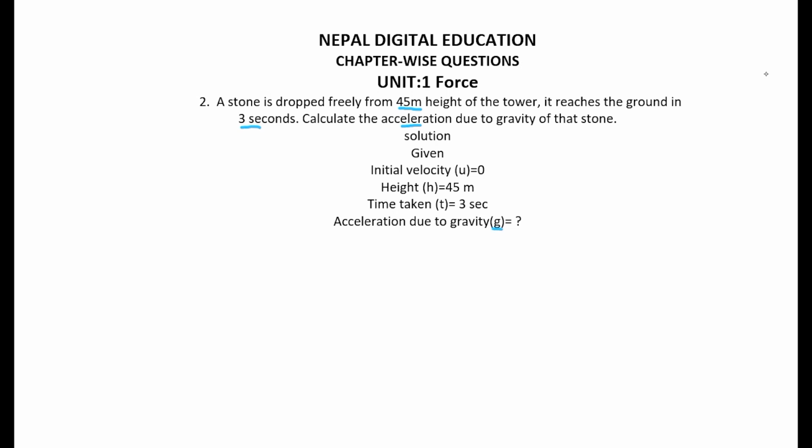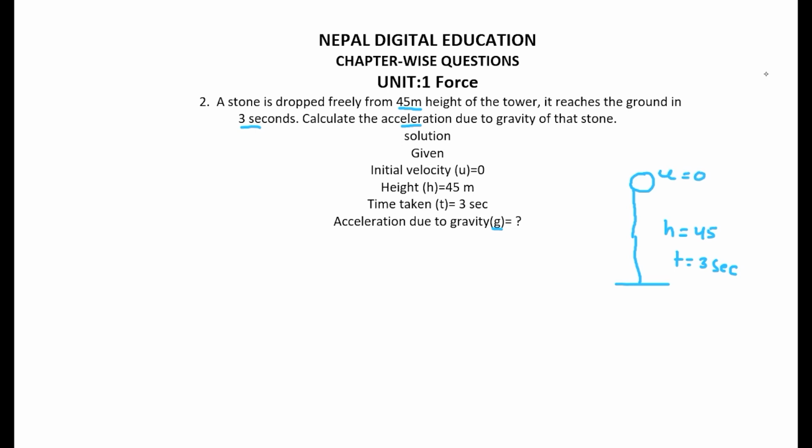So a stone is dropped. Suppose this is a stone, and the stone is dropped freely from a 45-meter height of the tower. So height is given, h is 45, and here time is given, 3 seconds. And we know that when a body falls freely from its rest state from a height, then the initial velocity becomes 0.